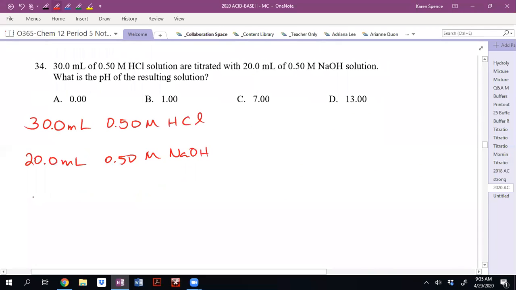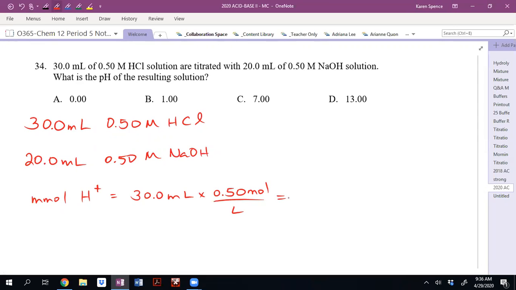Today, what I'm going to do is I'm going to find the millimoles of H+, which is going to be the same as the millimoles of HCl, because it's a 1-to-1 there. So that's going to be 30 milliliters times 0.50 per liter, and that gives us 0.5 times 30. So we have 15 millimoles of H+.